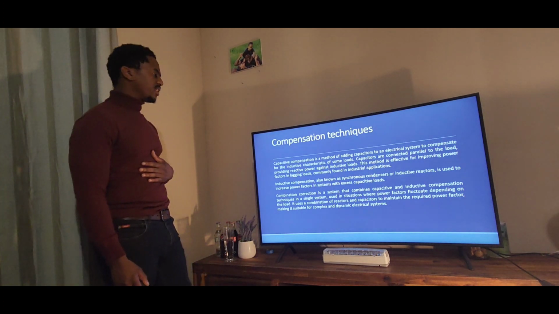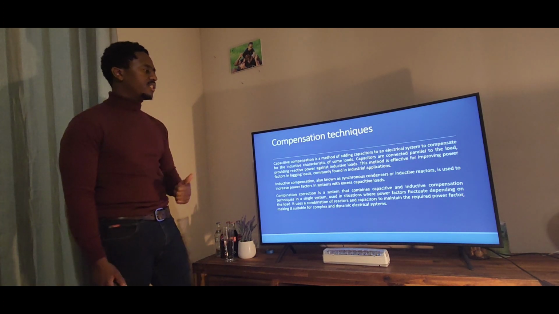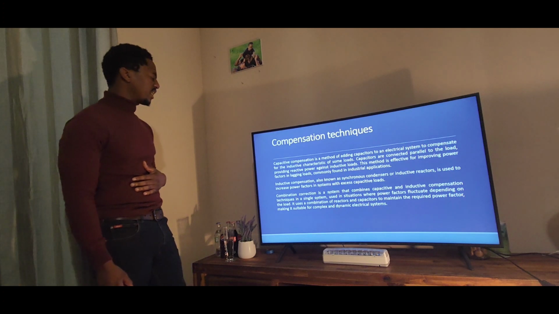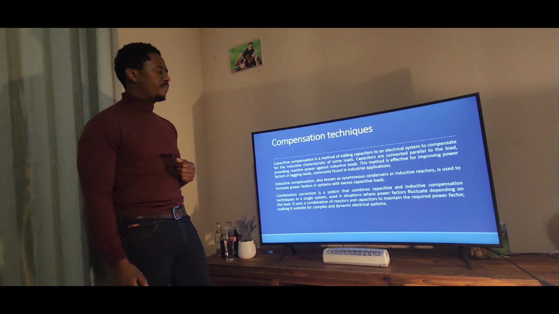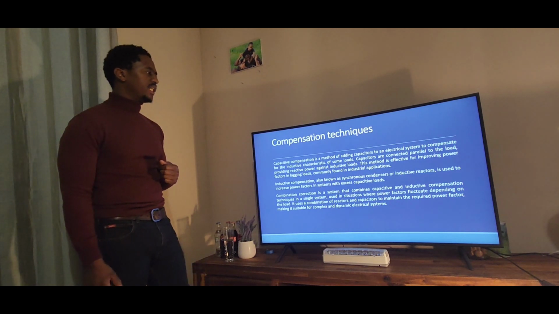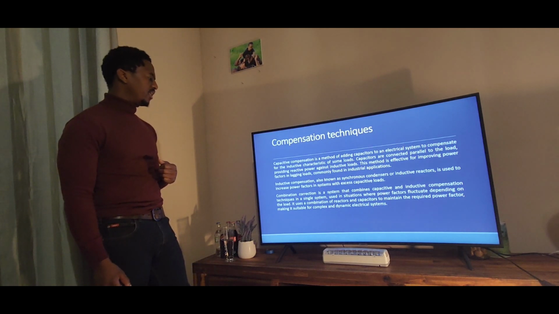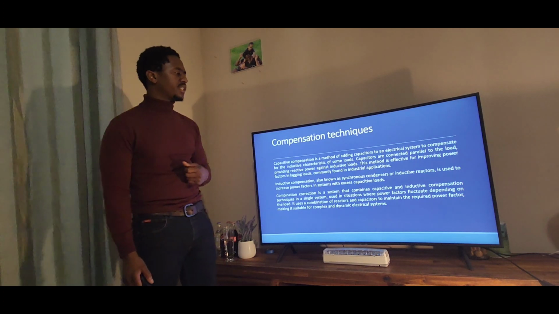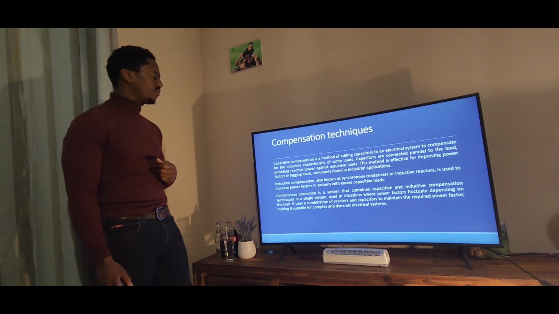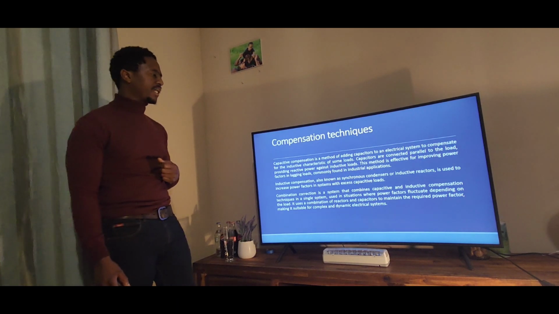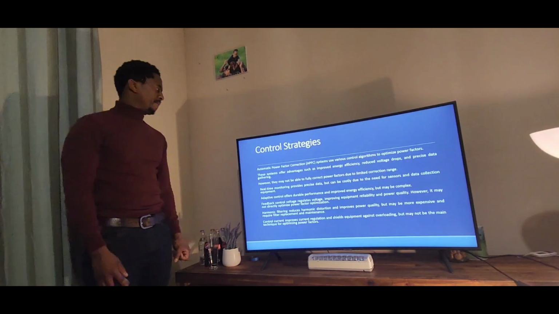Combination correctors is a system that combines capacitive and inductive compensation techniques in a single system, used in situations where power factor fluctuates depending on the load. It uses a combination of reactors and capacitors to maintain the required power factor, making it suitable for complex and dynamic electrical systems.